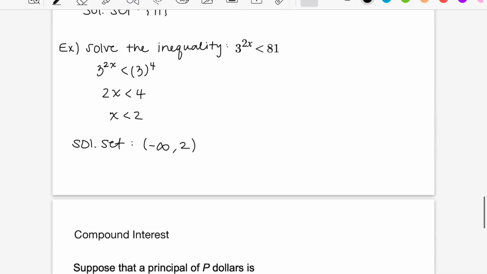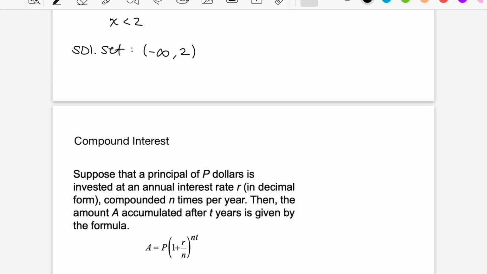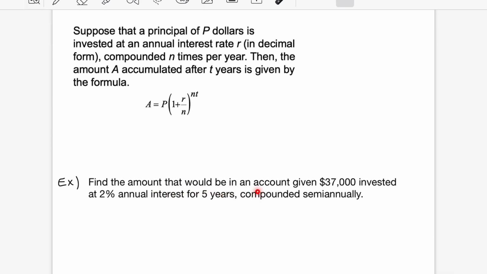Alright, so the last thing we're going to look at in this video is compounding interest. Suppose that a principal of $P is invested at an annual interest rate R, and R will be in decimal form, not in percentage form, and this will be compounded n times per year. Then the amount A is the amount that's accumulated after T years, and that's given by this formula here. So we'll use this formula to solve this problem. We want to find the amount that would be in an account given $37,000 invested at 2% annual interest for 5 years, and this is going to be compounded semi-annually.